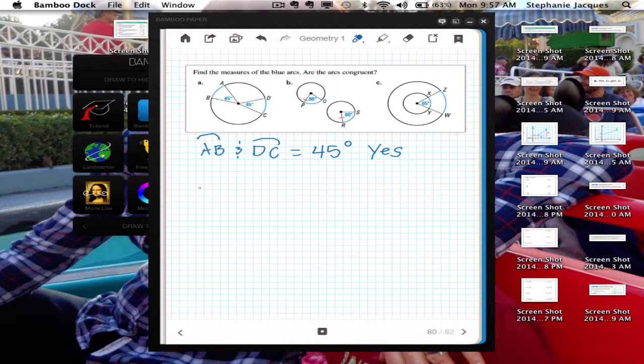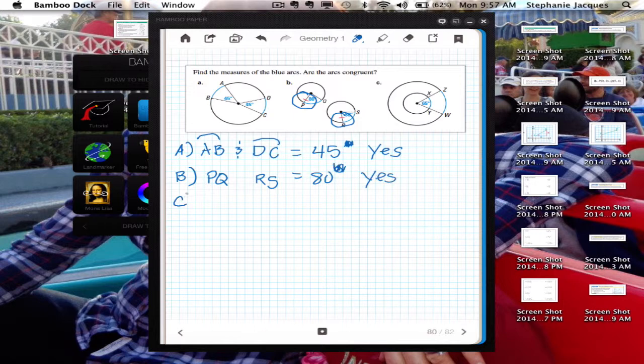Okay, let's look at B. We have PQ and we have RS. They're both equal, it's just 45. They are both equal to one another with their angles, and because they have the same radius, they are congruent circles, so therefore these are congruent arcs.